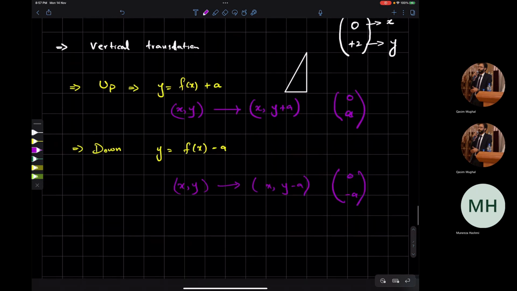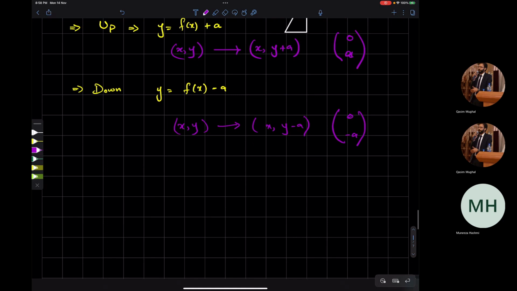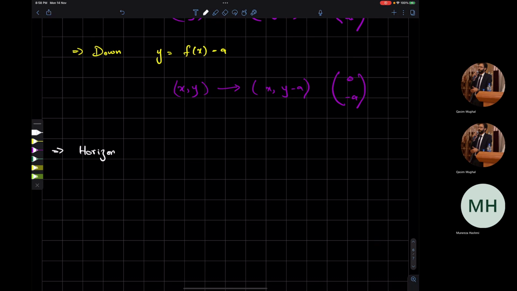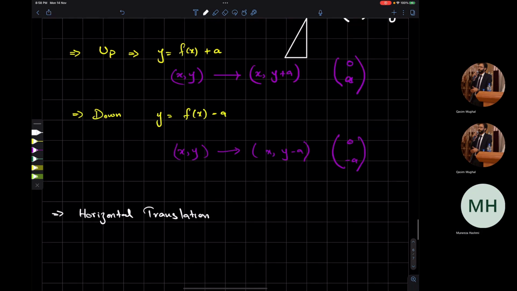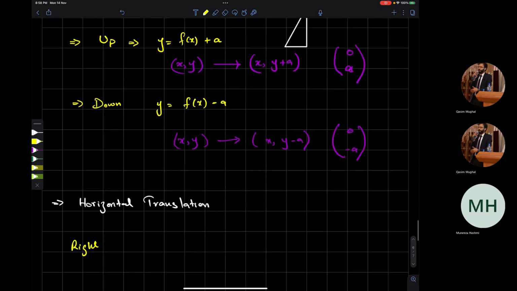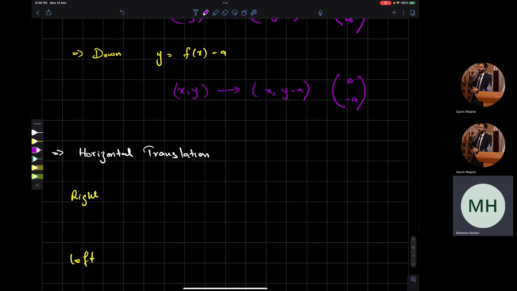Okay, now let's look into the horizontal translation, where you shall be moving a graph in a horizontal direction. In a horizontal translation, what are you going to do? You're going to move the graph as it is, either to the right or to the left. So again, you have two options, either to the right or to the left. Got it? Now, what are you going to do if you're moving the graph to the right?